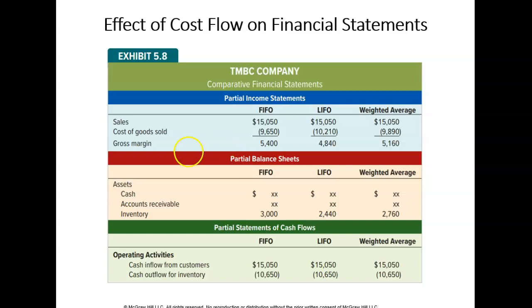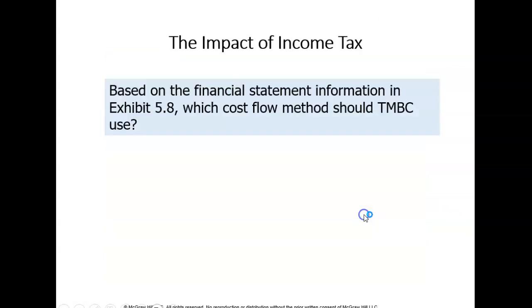Now, it also has an impact on the balance sheet. On the balance sheet, inventory has a higher value under FIFO, a lower value under LIFO, and somewhere in between with the weighted average approach. Okay?